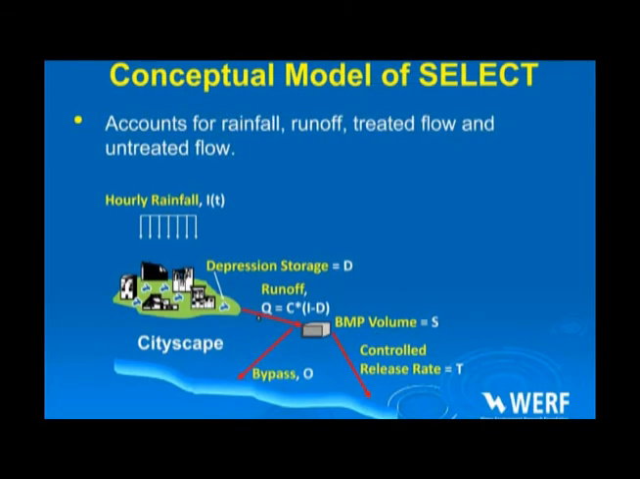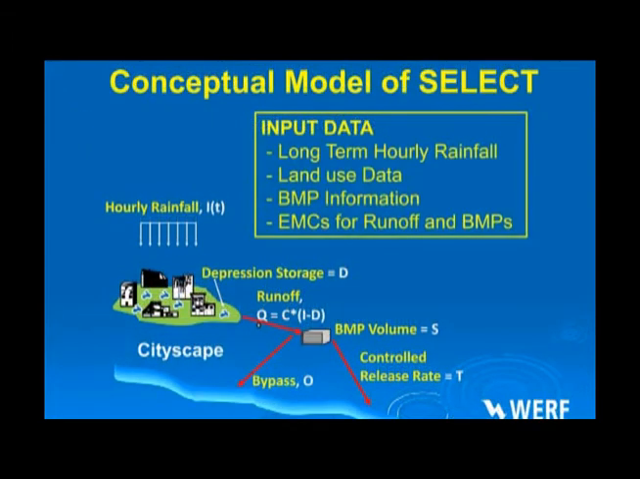The concept of SELECT demonstrated here is taken from the Corps of Engineers storm model. A long-term record of hourly rainfall drives the model. This hourly rainfall is translated into runoff using a runoff coefficient. The runoff is introduced to the BMP. If there's capacity in the BMP, the runoff is captured. If the BMP is full, the runoff is discharged untreated to the receiving waters.